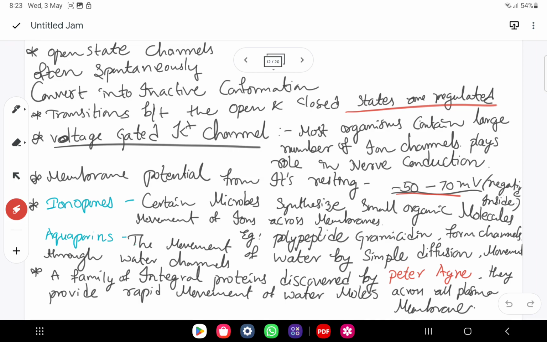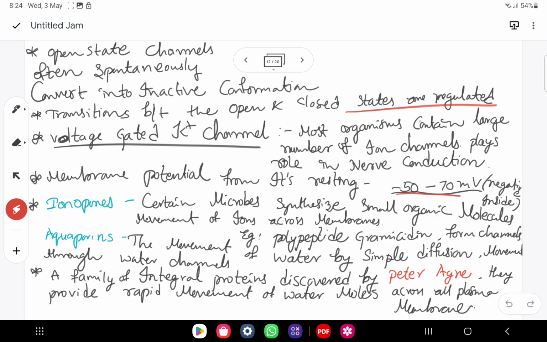So ion channels differ from transporters in three ways. First, the rate of flux through channels is very high. Second, ion channels are not saturable. Third, they are gated, open or closed in response to some cellular events.